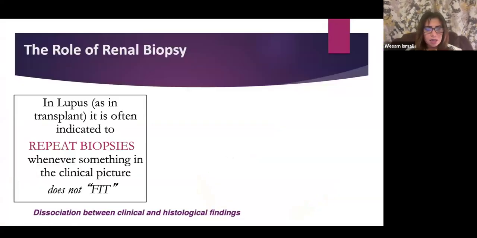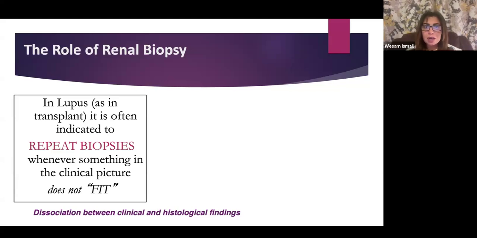Okay, I'll spare the last 10 minutes or maybe less for the role of renal biopsy in lupus. Now, the role of renal biopsy in lupus is not to diagnose lupus. This is number one. We do not diagnose lupus from biopsies. We can suggest that this is lupus from the biopsy. We can suspect that this is lupus from the biopsy.